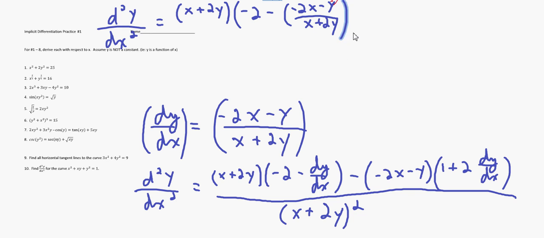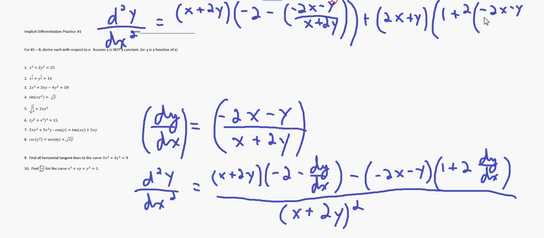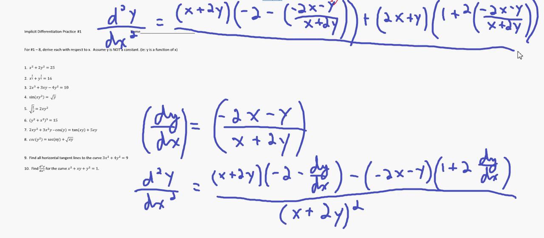So that's our first part. You know the parentheses there. Minus, and this negative (negative 2x minus y) is just going to really become plus. Plus (2x plus y) times (1 plus 2 times dy/dx, which was negative 2x minus y over x plus 2y). And this is really getting out of hand. This is all divided by (x plus 2y) squared. Okay, this might simplify pretty nicely.